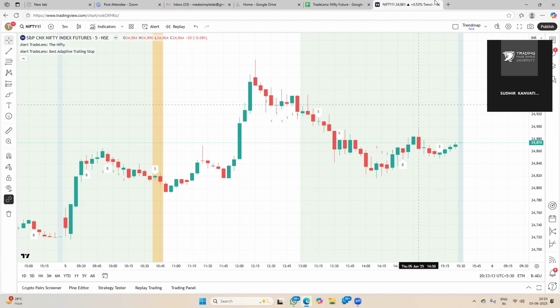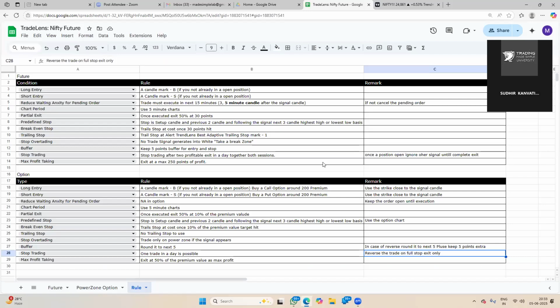But most of the things are written here. I believe all the questions are answered in this rule book, based on the condition. So here: long entry, short entry, chart period, partial exit, predefined stop, break-even stop, trailing stop, overtrading, break zone, buffer, stop trading after two profitable exits. These points I didn't discuss yet.